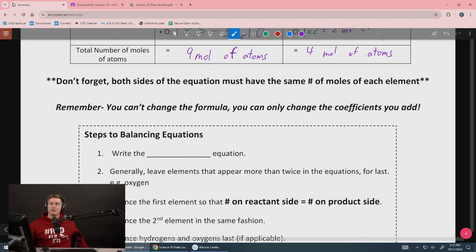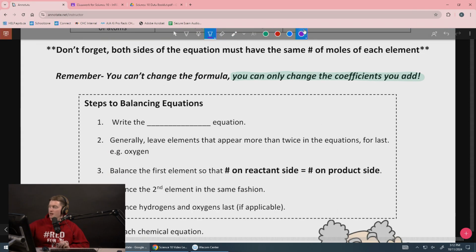We're going to use this skill to balance some chemical equations. Both sides of a chemical equation must have the same number of moles of each element. You cannot change the formula. You can only change the coefficients you add. That's why we wrote the unbalanced chemical equations in the last lesson, because those different compounds and elements that we wrote in the unbalanced equation can't change. The only thing that we can change is coefficients.